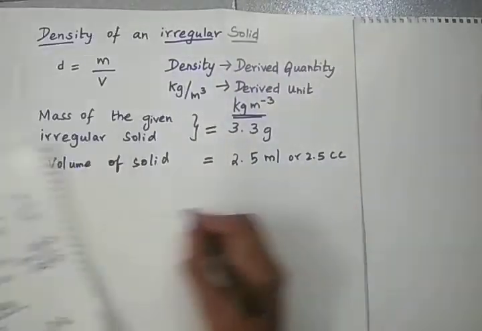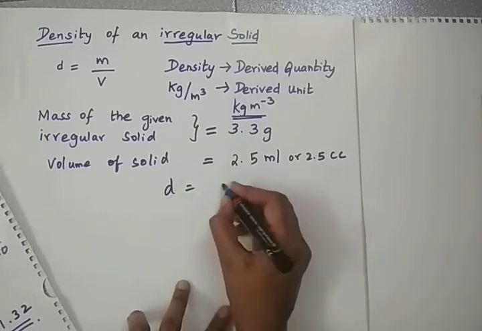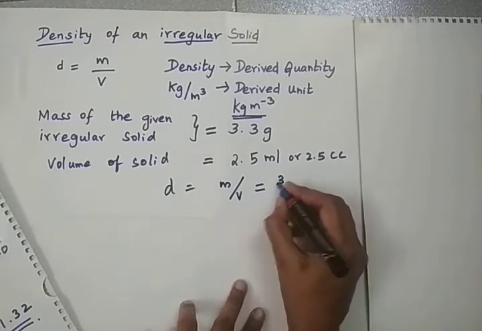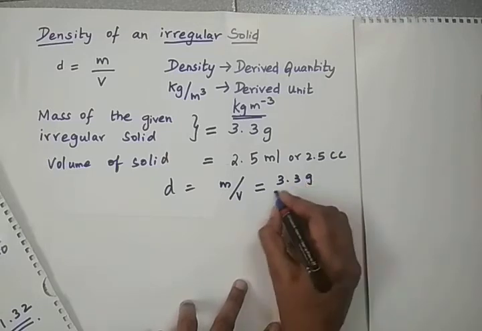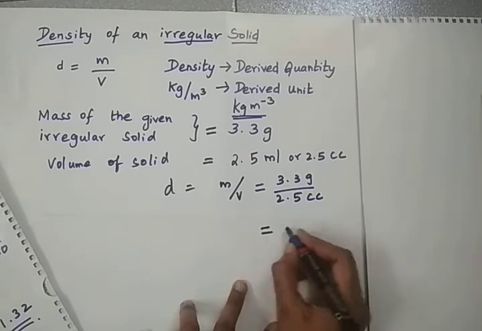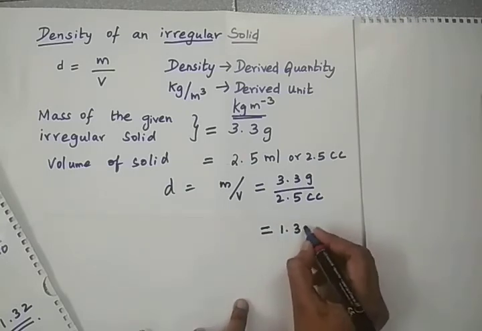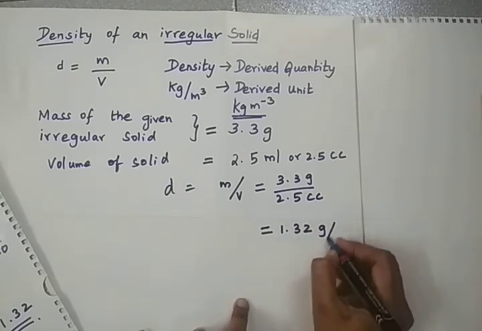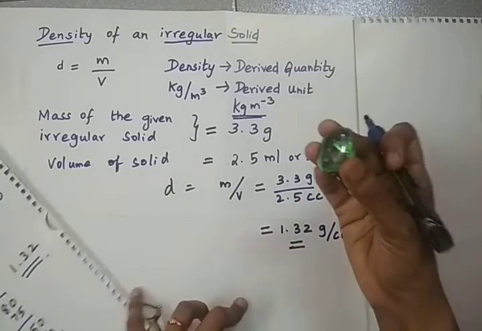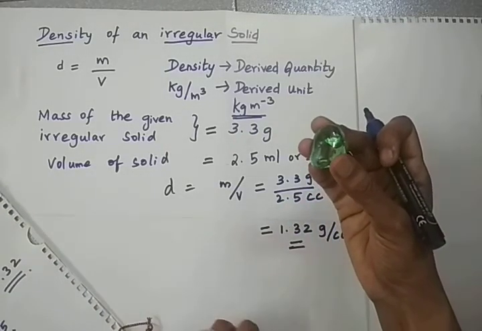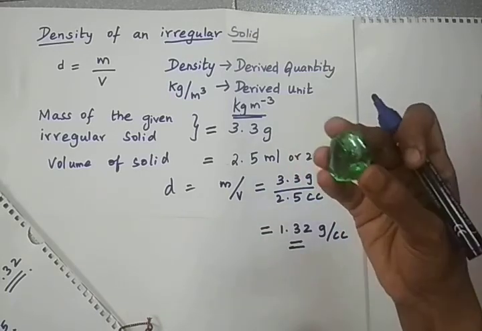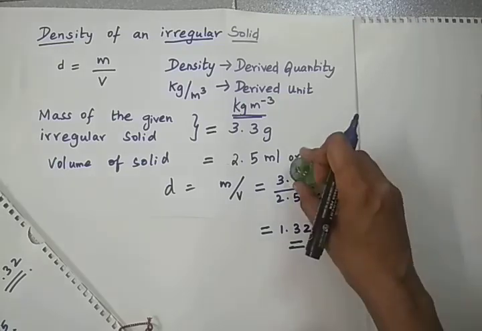So what is the answer? D is equal to m by v, which is equal to 3.3 gram divided by 2.5 cc, which will give you the answer as 1.32 gram per cc. So we have found the density of this irregular solid. Hope you followed. Please learn the procedure of finding the volume and the density of the irregular solid. Thank you.